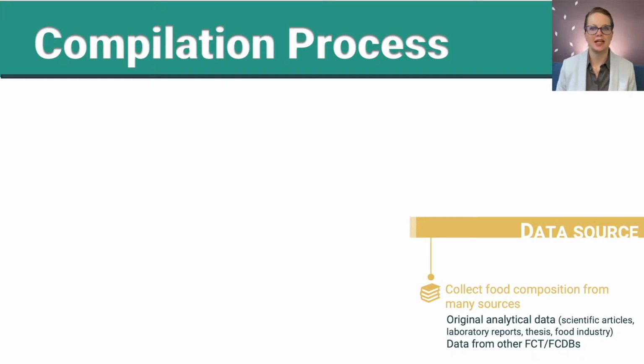Additionally, we can also collect data from academia, such as from theses, and we also can collect data from the food industry, so we can try to contact the food industry in a certain country to get analytical data for the foods that are commercialized in the given country. And additionally, we can also collect data from other food composition tables. So it's better to collect as many analytical data as we can from the country, so it will facilitate the next steps in our compilation process. So at this stage, we should try to get as many data sources as we can.